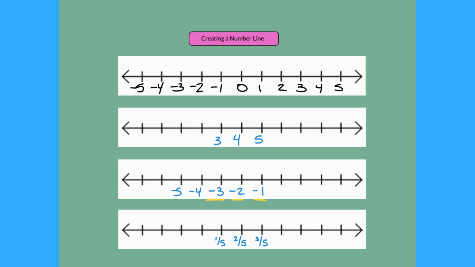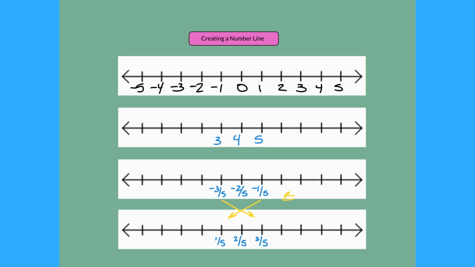Or let's change this one above it with the negatives. Let's do those negatives with the fractions. So if this is -2/5, then this is going to be -1/5 to the right and -3/5 to the left. So when we're doing negatives, notice that it's backwards from what we did with the positives. So again, that is the most common mistake. Make sure when you're counting with negatives, we're counting in the correct direction.